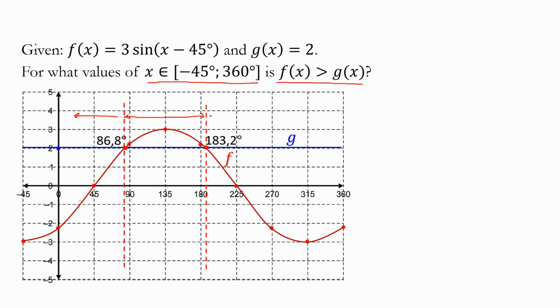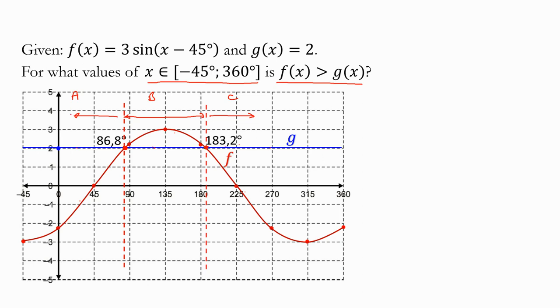Even if you check from this side going there, when x is greater than 183.2 degrees, you can see that the blue graph, g of x, is greater than f of x. That's what we do. We don't want that. Okay, so let's start with this. Let me call this one region A, then B, and then C.